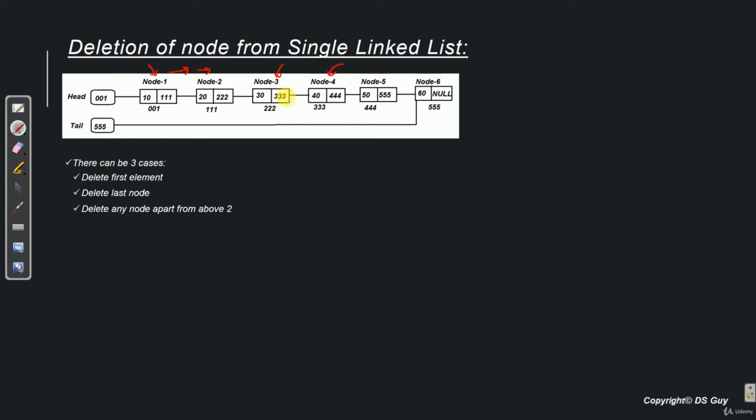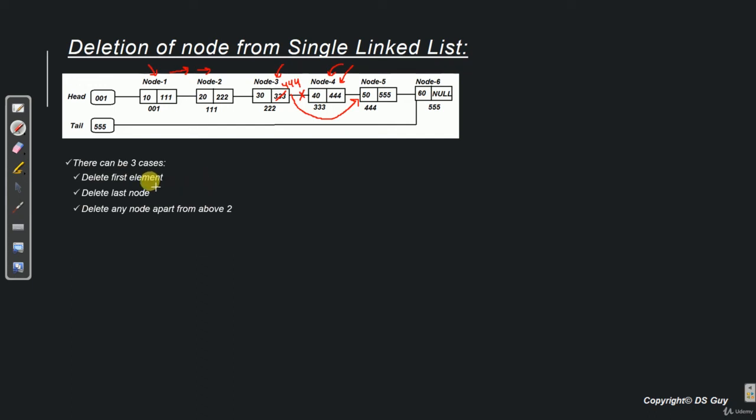Now all that we have to do is update the reference of node 3 to point to node 5. So we'll say it is 444. As soon as we do that, notice that node 4 is no more referenced by any reference variable. Hence it becomes eligible for garbage collection, so it automatically gets destroyed. I hope you have got an idea of how to delete a node from a single linked list.